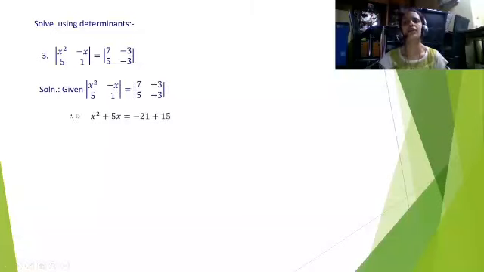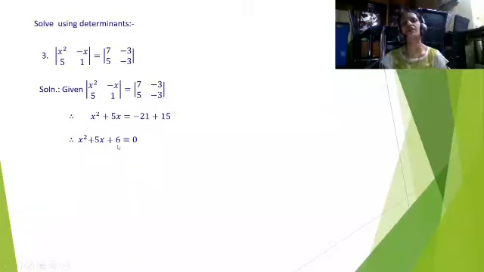Now I will expand the left side. It is x square into 1. So x square minus x into 5, so it will become plus 5x. Then 7 into minus 3, minus 21, minus minus plus 15. Okay. So if I expand, x square plus 5x, this will become minus 6. If I take it on the left side, it will become plus 6.